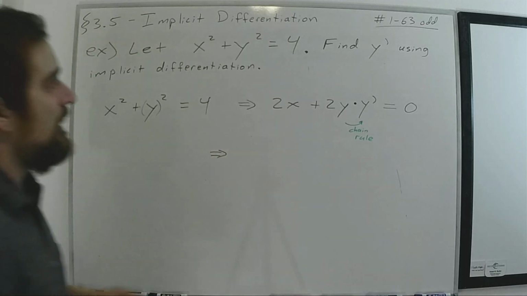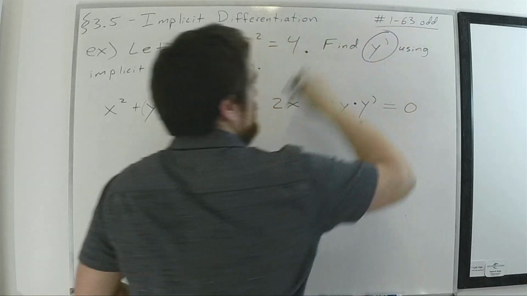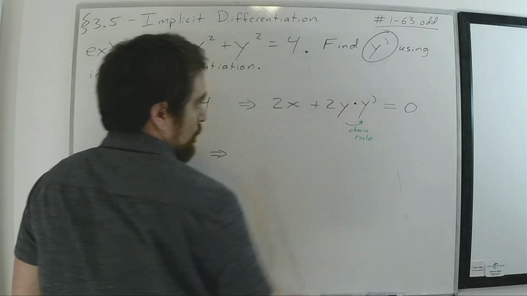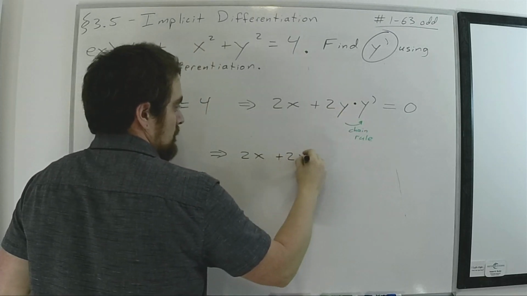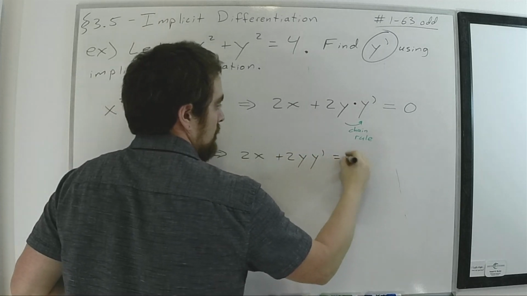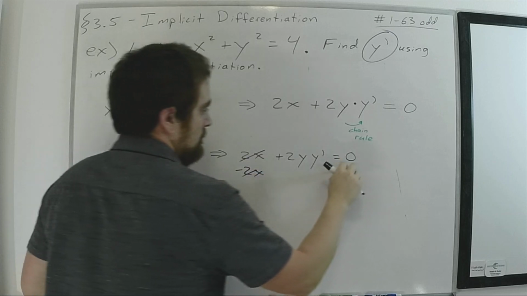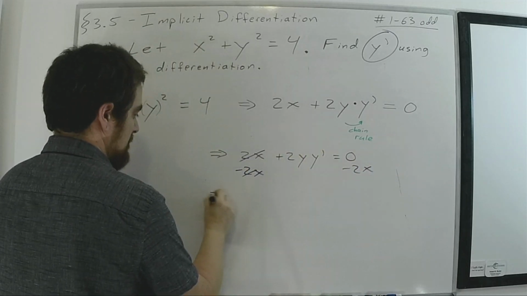Well, we want to find y prime, right? Our job is to isolate just y prime all by itself. So let's do that. Right now I'm just going to rewrite it so I have some space to work. First thing I'll do is subtract 2x on both sides. I don't need that term because it doesn't have y prime in it.